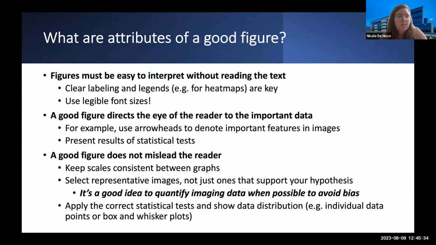And then when you're selecting images for your figures, make sure you select representative images, not ones that just support your hypothesis. In this vein, it's a good idea to quantify imaging data when possible to avoid bias, because it's really easy, even without thinking about it, to select images that you like better, that look a little nicer and that support your data. And it's fine to show these representative images, but if you also quantify things, then you actually have more concrete support, right?